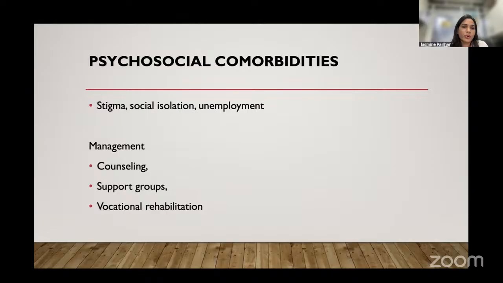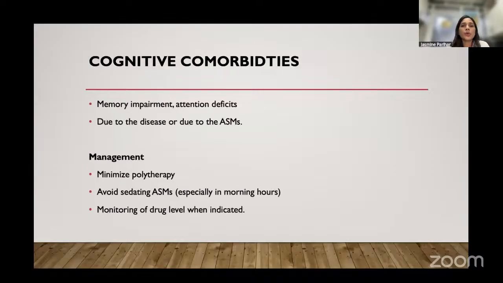You have to talk about all these things. You have to counsel them. You have to connect them to the support groups and vocational rehabilitation centers for the same. Now, cognitive comorbidities. Cognitive comorbidities may be part of the epilepsy syndrome that the patient is having, or because of the residual seizure activity that is going on in the brain, or it may be because of the anti-seizure medicines that the patient is taking. So it is good that we try to minimize polytherapy.